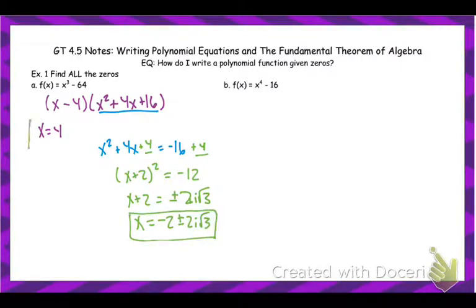And I have my other two zeros. So if you'll notice, this was a third degree polynomial, and I had 3 zeros. x equals 4, negative 2 plus 2i root 3, and negative 2 minus 2i root 3.